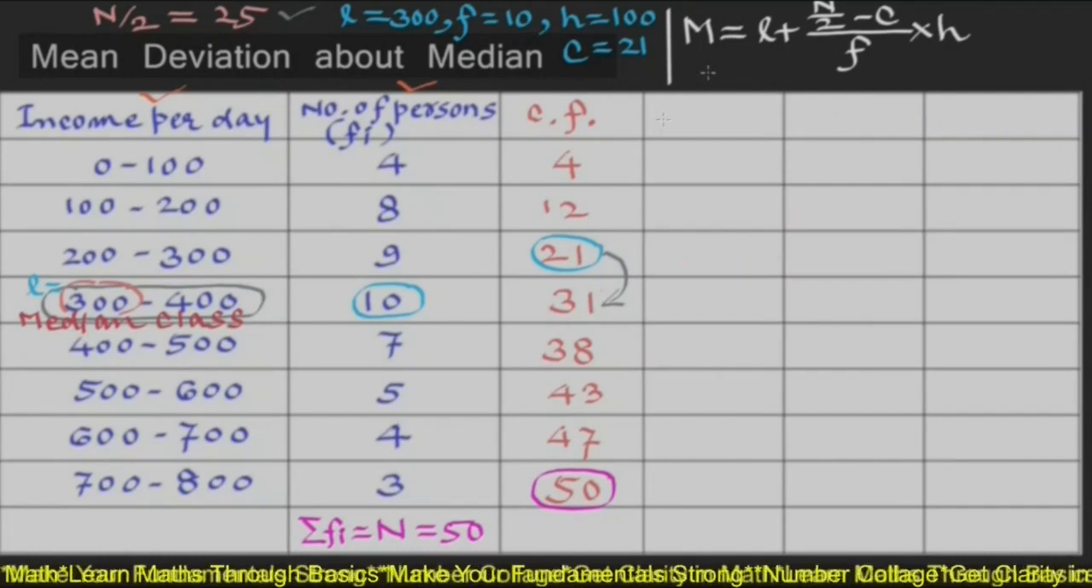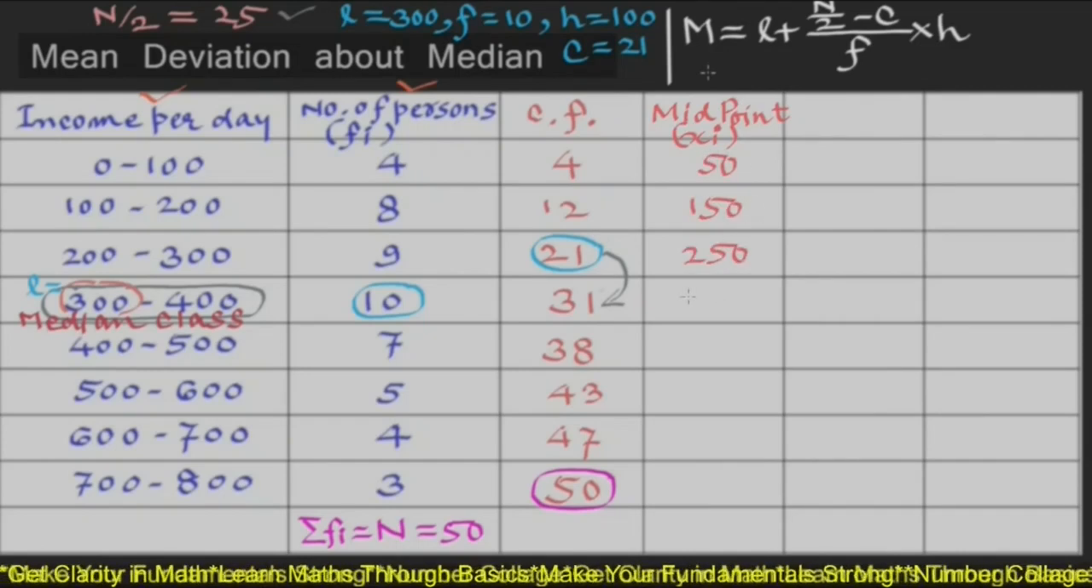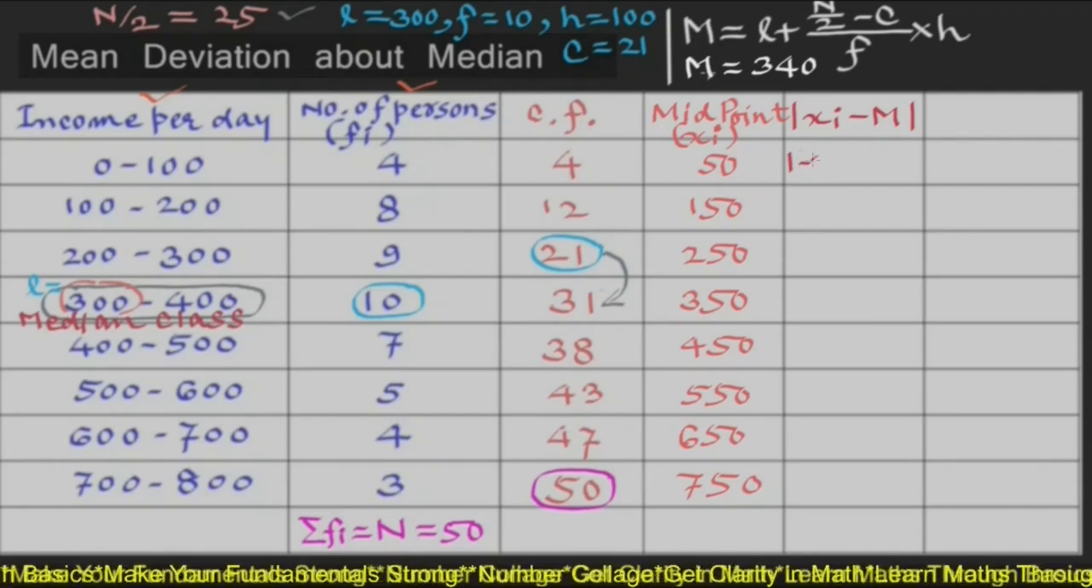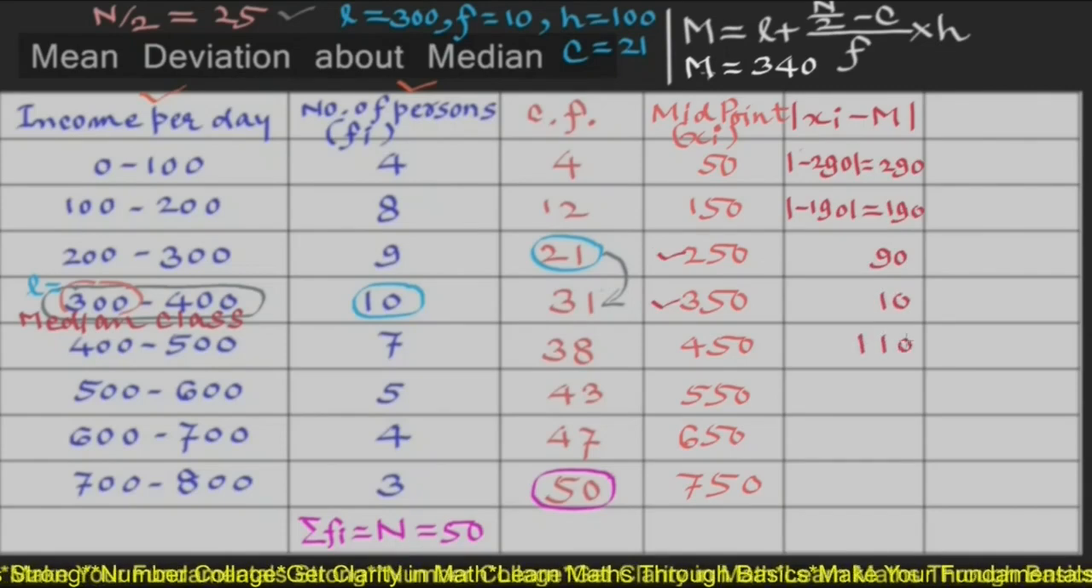The next column we have to fill is midpoint xi, which we have already seen how to find: 50, 150, 250, 350, 450, 550, 650, 750. Next we have to find mod xi minus M, the median, which we have already found to be 340. So the first value will be mod 50 minus 340, which is minus 290, that is 290. Mod 150 minus 340 is minus 190, that is 190. Similarly 90, 10, 110, 210, 310 and 410.